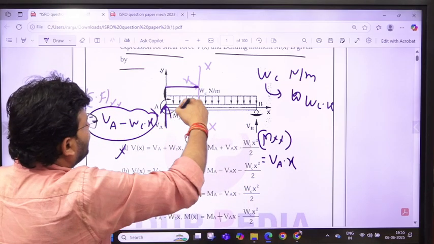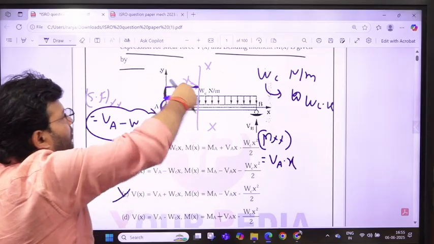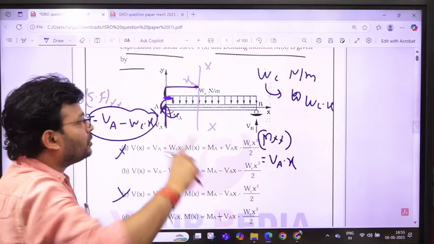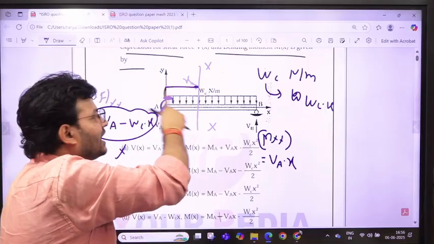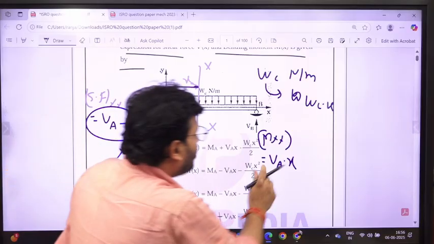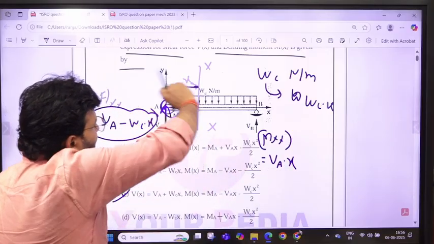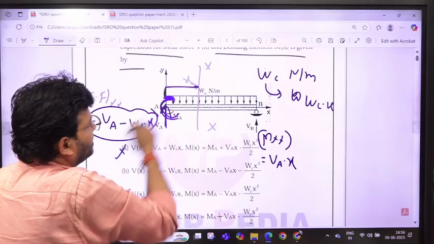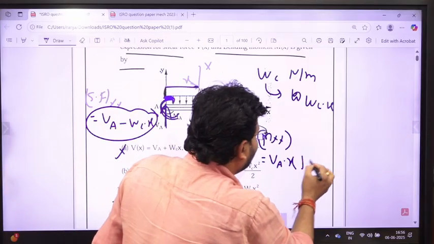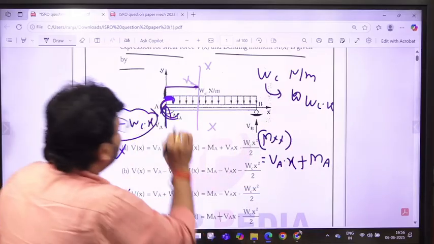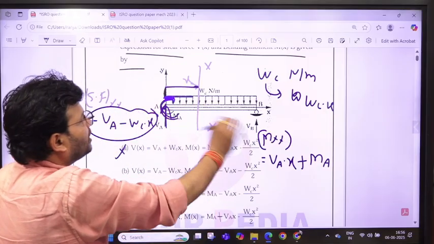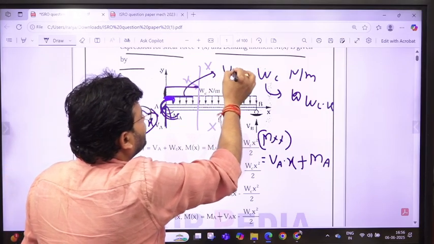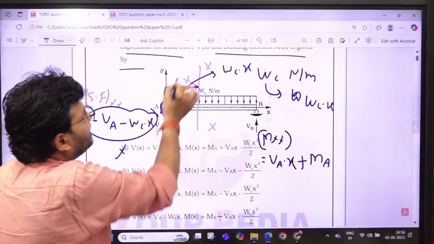Now there is one couple, MA, acting, this is also clockwise. Left to right, clockwise is positive, and left to right, upward force in the shear force diagram is taken as positive. So VAx. And MA, here you can see one concentrated couple moment is there, MA, so it will be positive, so simply MA. But sir, what about that force? W Newton per meter, WC into x Newton, how much force will it be? We can say WC into x. But what is its line of action?